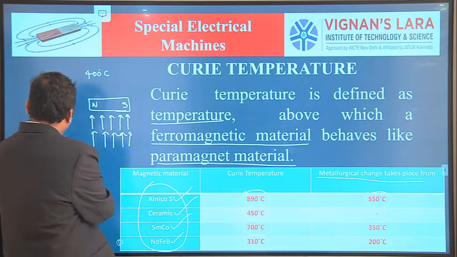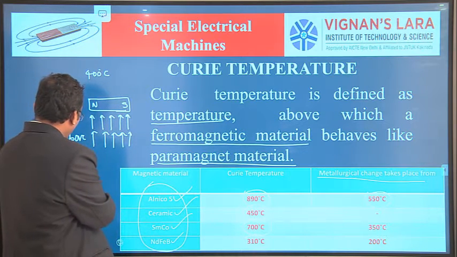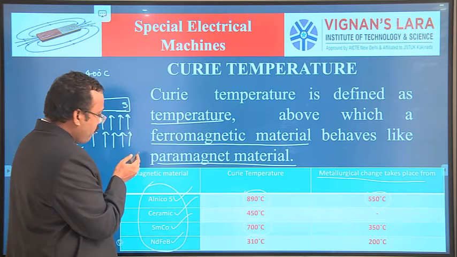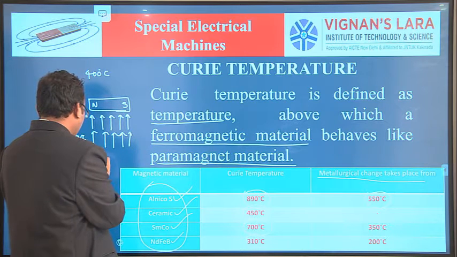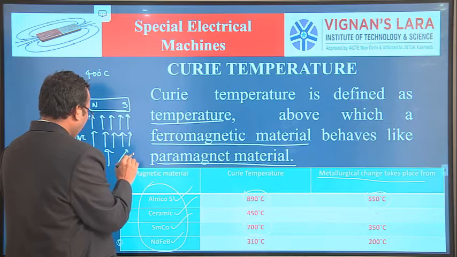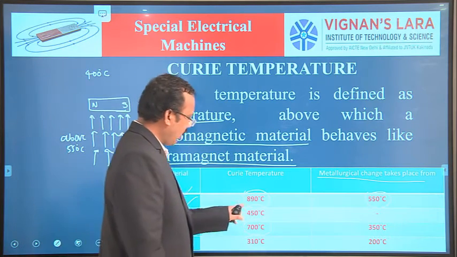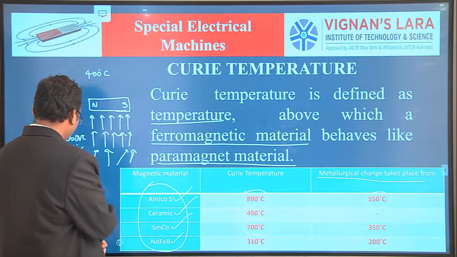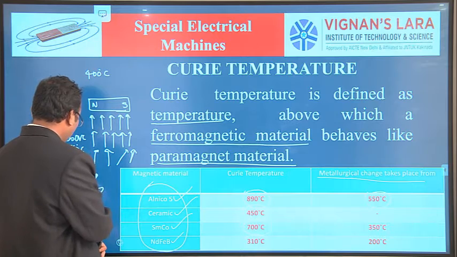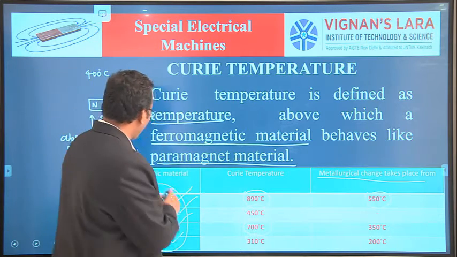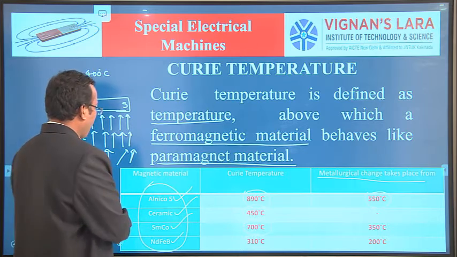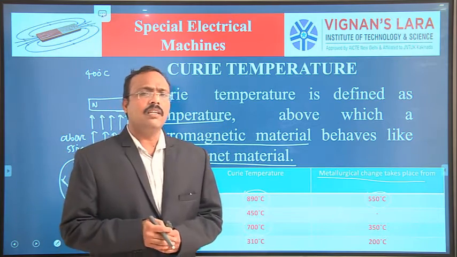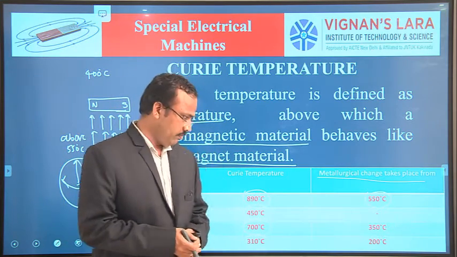Above 550 degrees Celsius, the direction of the magnetic dipoles may align like this. After 890 degrees Celsius, the magnet dipoles are completely realigned like this. They do not follow the same path; they follow some other path. So this type of property is shown by ferromagnetic material, where the permanent magnet loses its magnetic property.